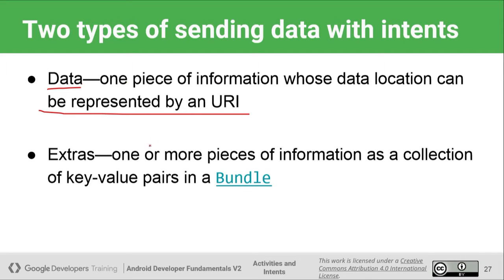And the second way is extras. The information is represented in the form of key value pairs, and those key value pairs are stored in a bundle. So we can send data in two different ways. One is the data with a specific URL, and the second one is key value pairs in a bundle. It does not have a location, but it is in the package form.